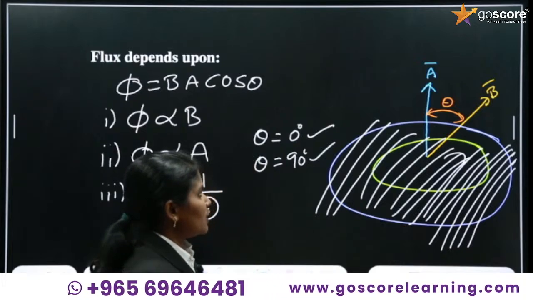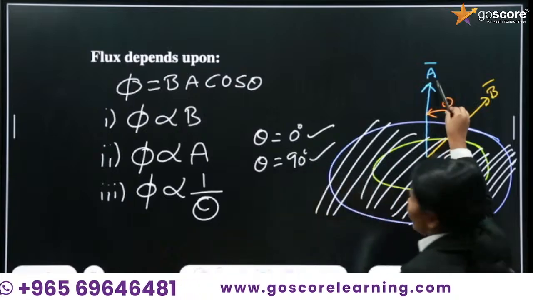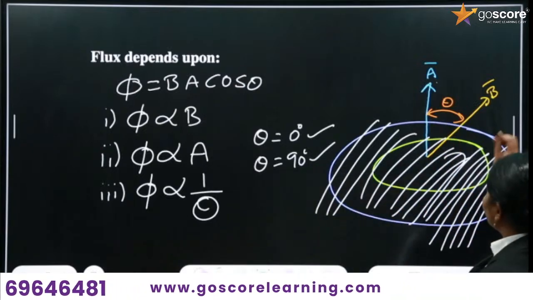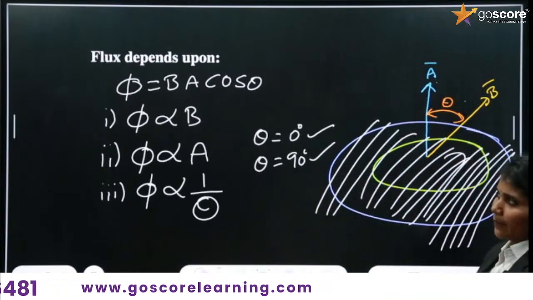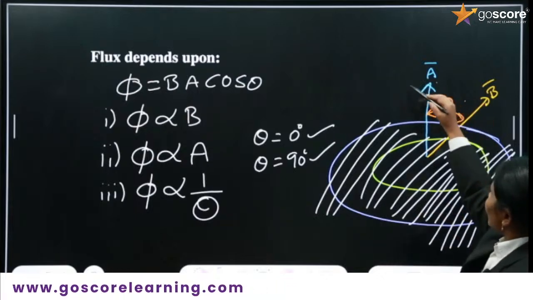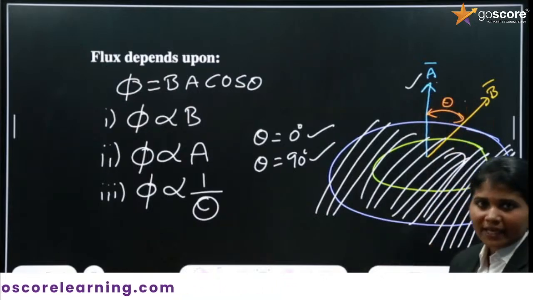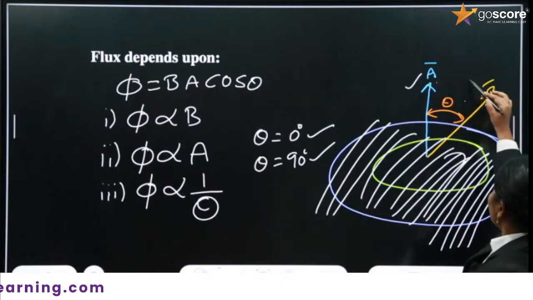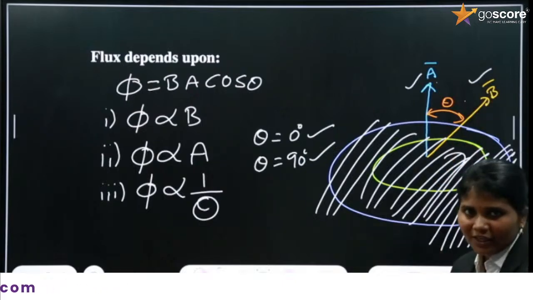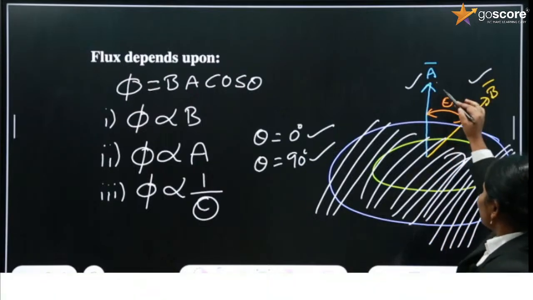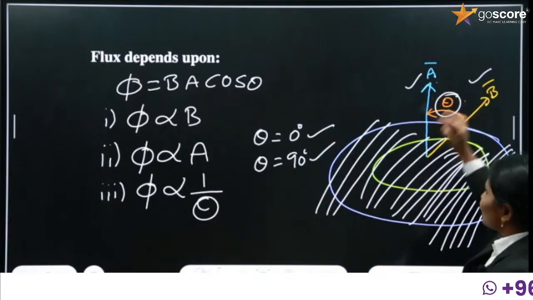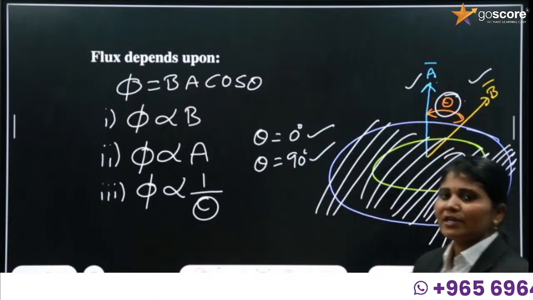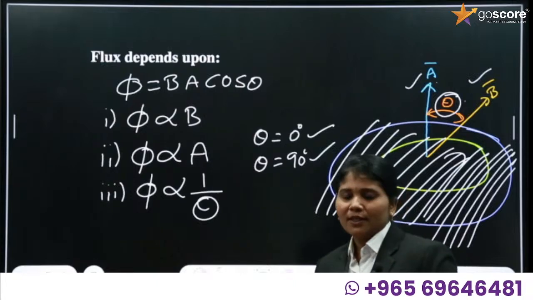So flux is depending upon the area vector, magnetic field and theta. Flux is directly proportional to the area vector, flux is directly proportional to the magnetic field, but flux is inversely proportional to theta.